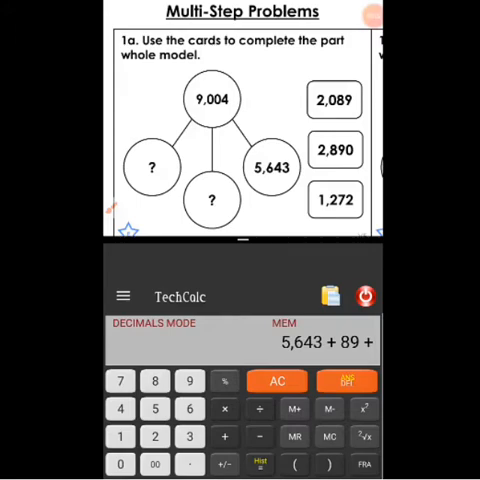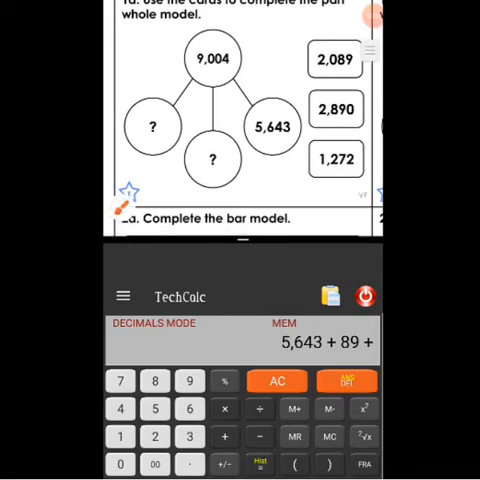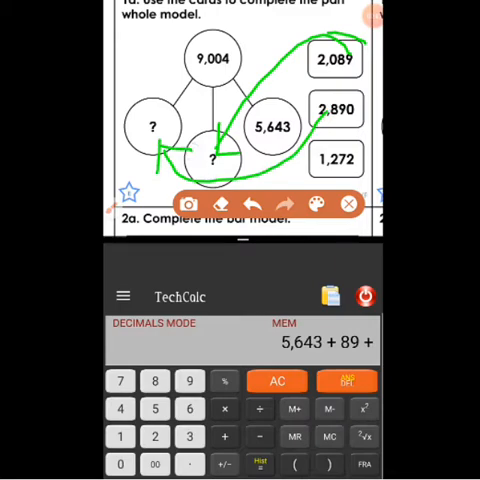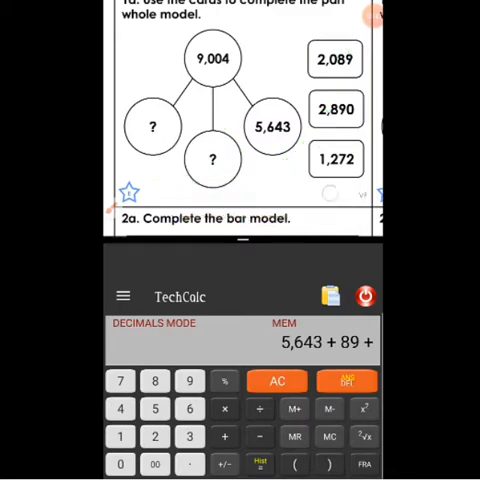Okay, so this number 1A says use the cards to complete the part whole model. So it means that these things will have to add up themselves to give us a total of 9004. Do you understand? This will add to give us what? 9004. So I am going to take this card, put it here, and take this card and put it here. Do you understand? So let's try that out.